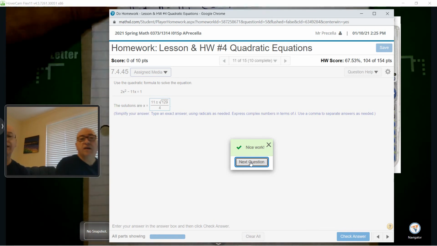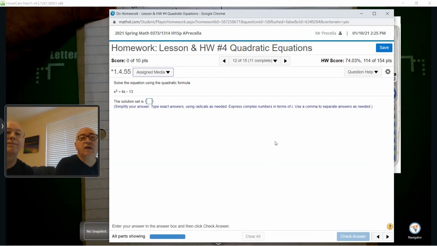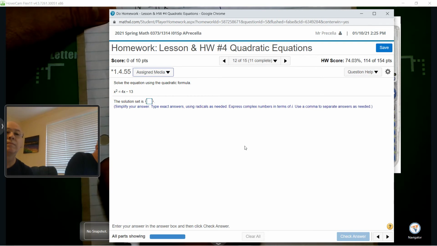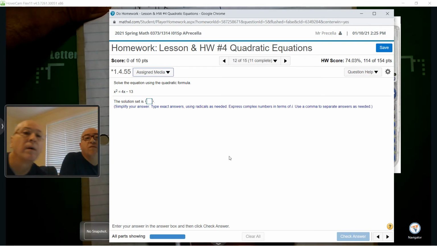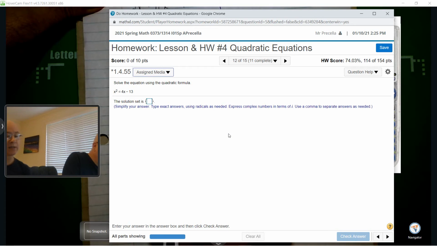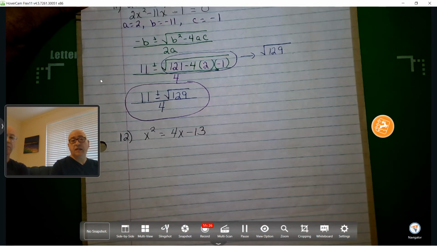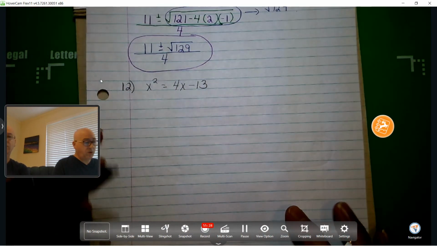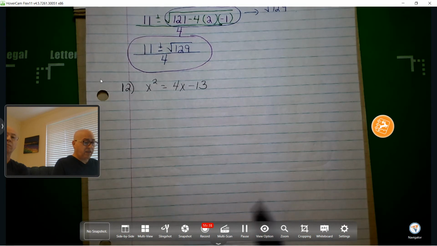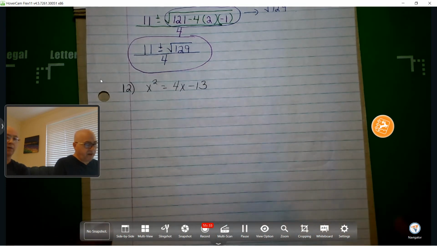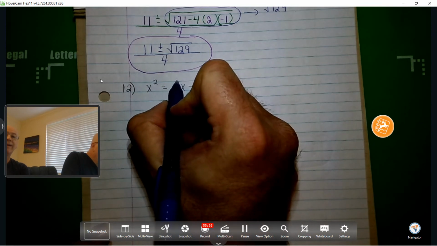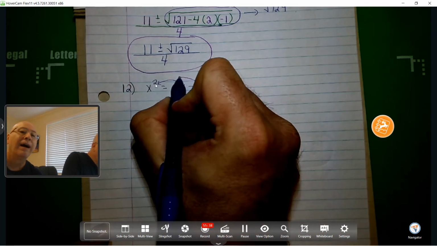Now, let's see number 12. X squared equals 4x minus 13. I wonder if I'm going to finally get one like this. We've got to get it in that standard form with a 0 on one side, so I'm going to subtract the 4x and add the 13.